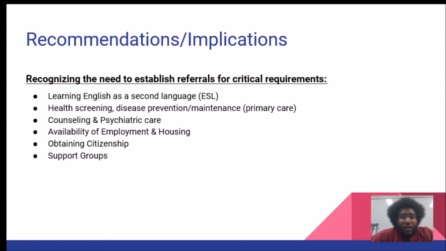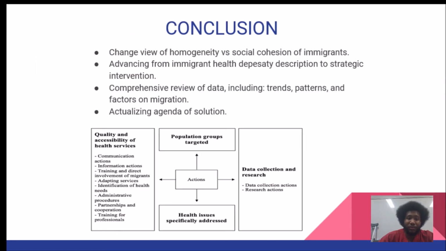The need to establish referrals for critical requirements includes, as I mentioned before, English as a second language, health screening and disease prevention and maintenance, which falls under the umbrella of primary care, counseling and psychiatric care, availability of employment and housing, obtaining citizenship, and support groups to help with the inclusion here in the United States for migrants.